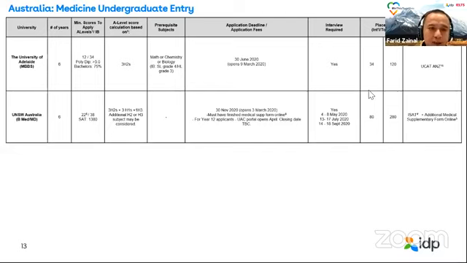Just to add one more little piece of information which I left out for the University of Adelaide: they are also the only Australian university that takes in Polytechnic students or Polytechnic graduates. As long as you have done a science-based diploma with a minimum GPA of 3.0, you can look to apply to the University of Adelaide's medicine program.